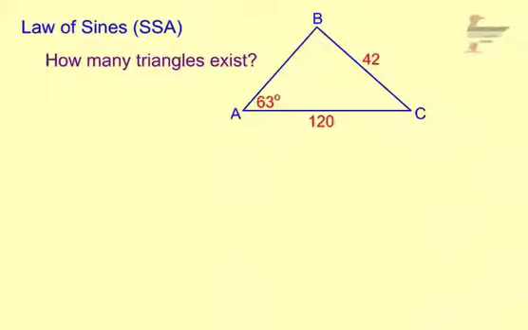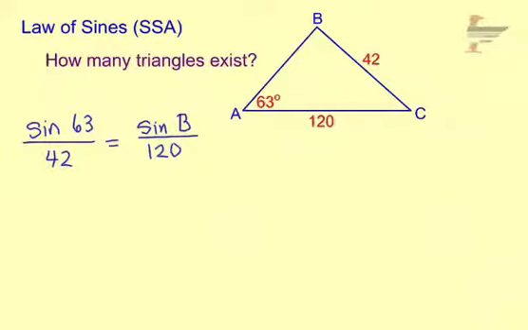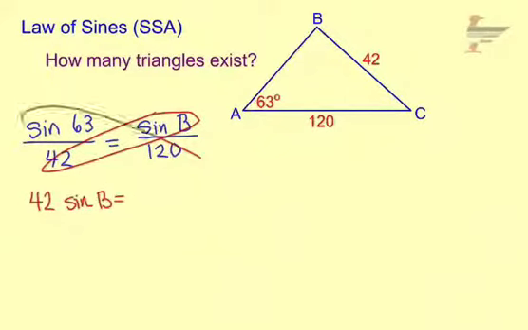We will always start these by just setting up Law of Sines like we normally would. So we'll take sine of 63 degrees divided by 42 equals, we were given side B, so we're going to do our sine of angle B over side B, which is 120. Now we cross multiply, and we'll do 42 times the sine of angle B equals 120 times sine of 63.